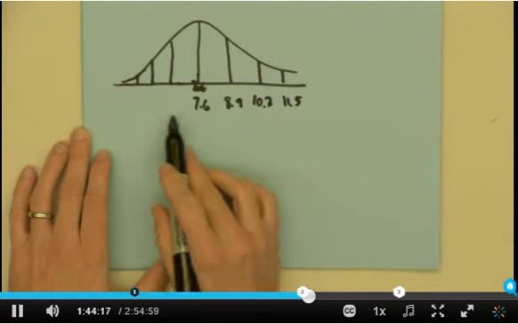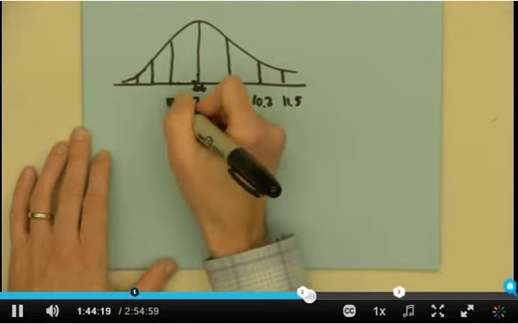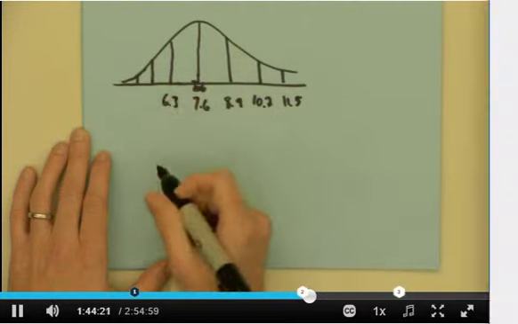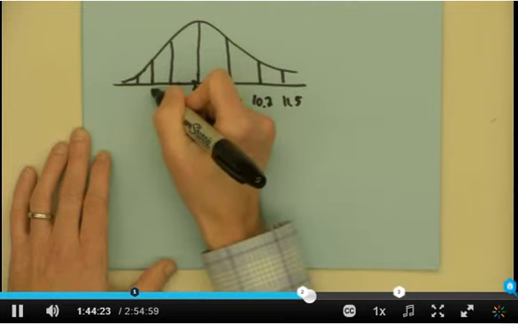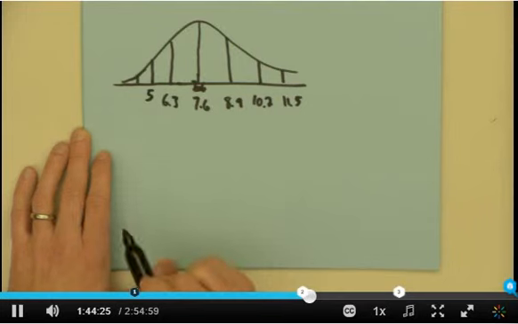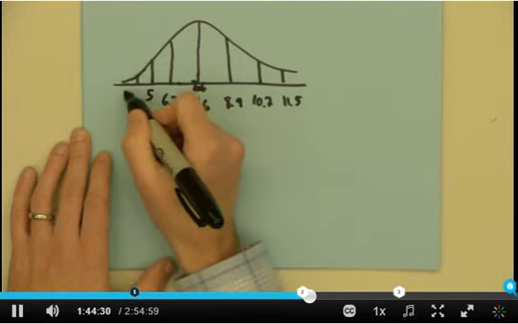So on the other side, I subtract 1.3 each time. This would be a 6.3. Subtracting 1.3, this would be a 5, or 5.0, I just don't have space. And 1.3 below that would be a 3.7.